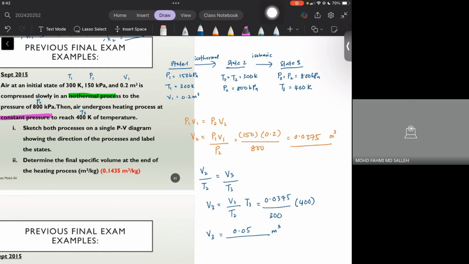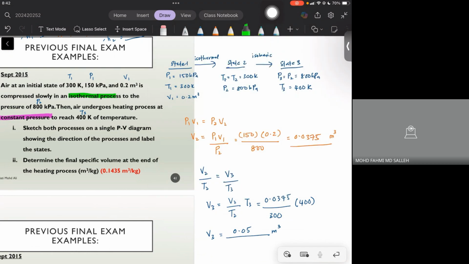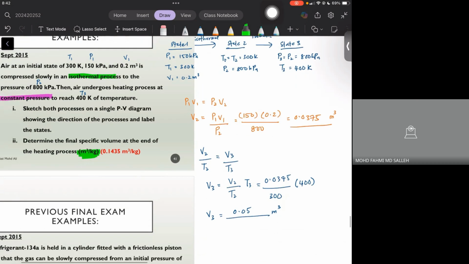But please note that this question requires you to determine the specific volume, meaning it should be in the unit of meter cube over kilogram. Thus, we need to divide the volume at state 3 by the mass.